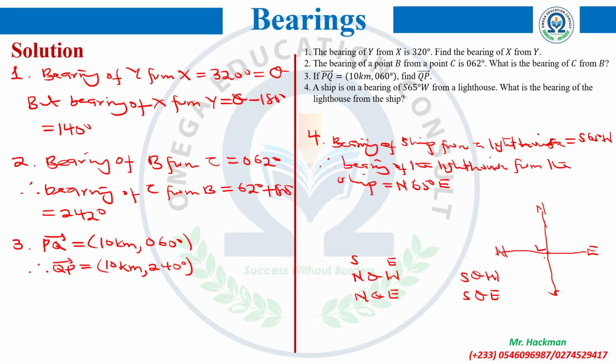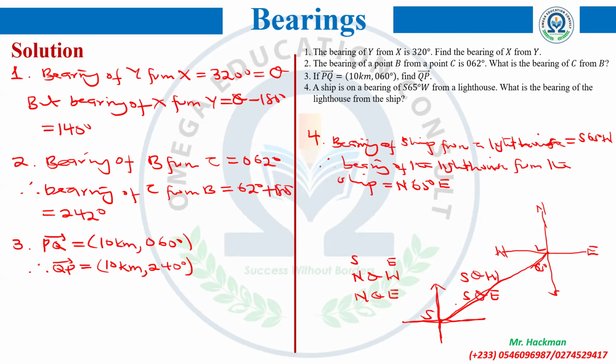For me to locate the ship, I need to move 65. So 65 will be closer to the west than to the south. This is the 65 degrees. Assuming this is where my ship is located, so S to represent the ship. This time around, I'm looking from the ship to the lighthouse, so I'm interested in this line.